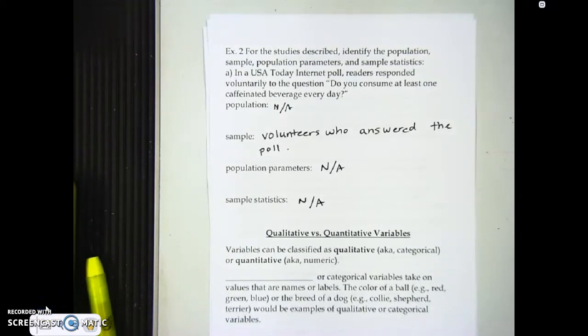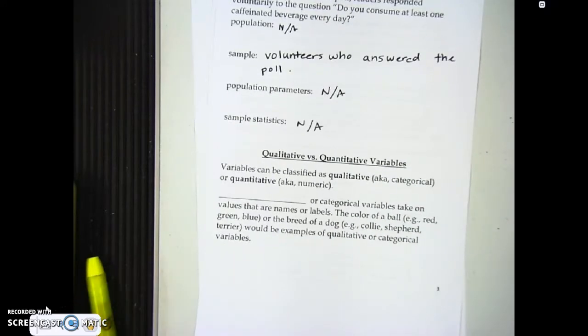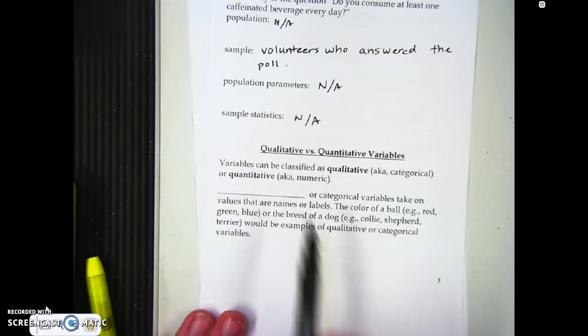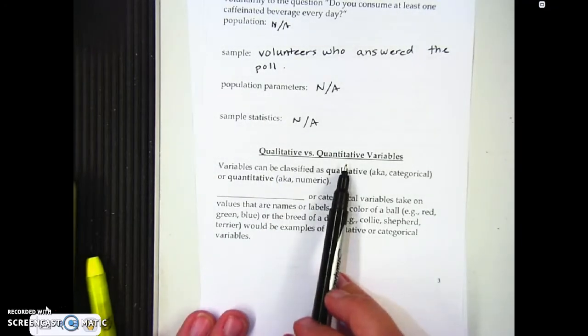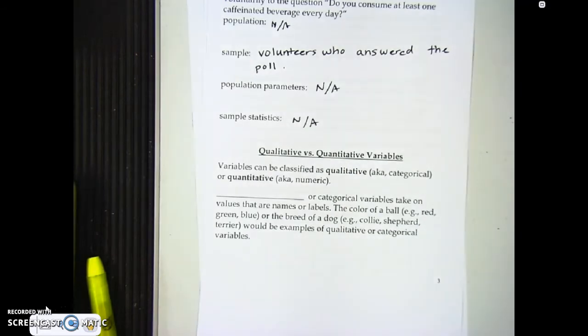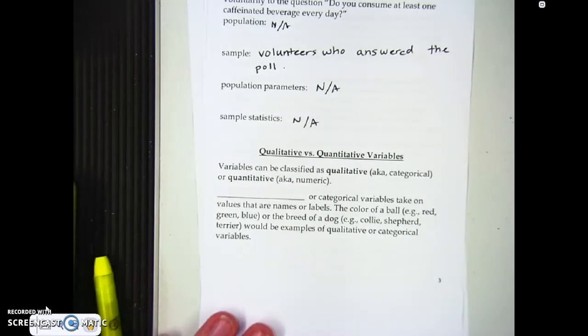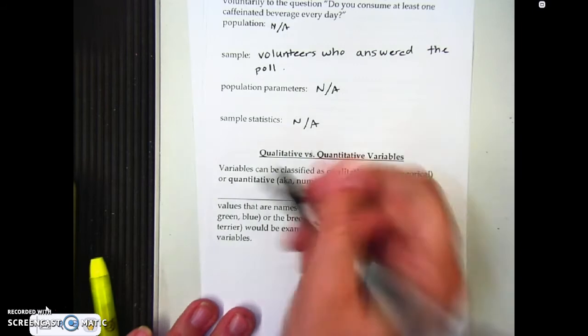Now we're going to go on today and talk about qualitative versus quantitative variables. Some of this was in your summer homework. Qualitative is pretty much the same thing as categorical. Quantitative is the same thing as numerical. Okay, these are the two groups you can classify with. Okay, so right here, I'm just going to kind of fill in the blanks.